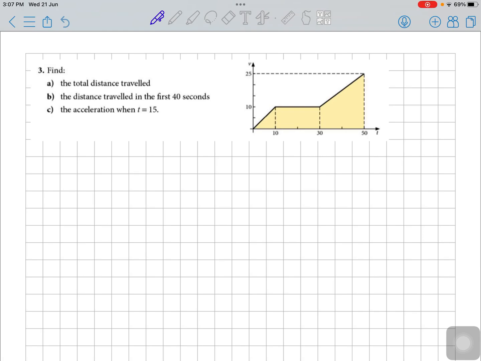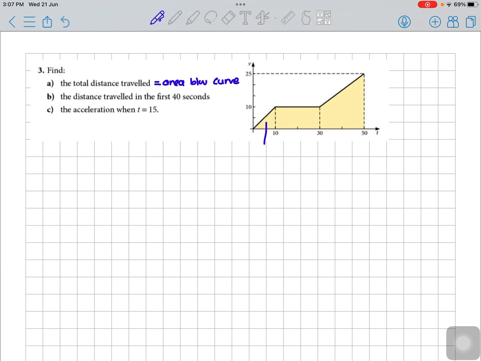In this question, we have to find the total distance travelled, which you know is exactly the area below the curve. The diagram is showing the speed-time graph of the first 50 seconds of a journey, maybe a car journey or any journey. Now, how do I find the area below the curve?